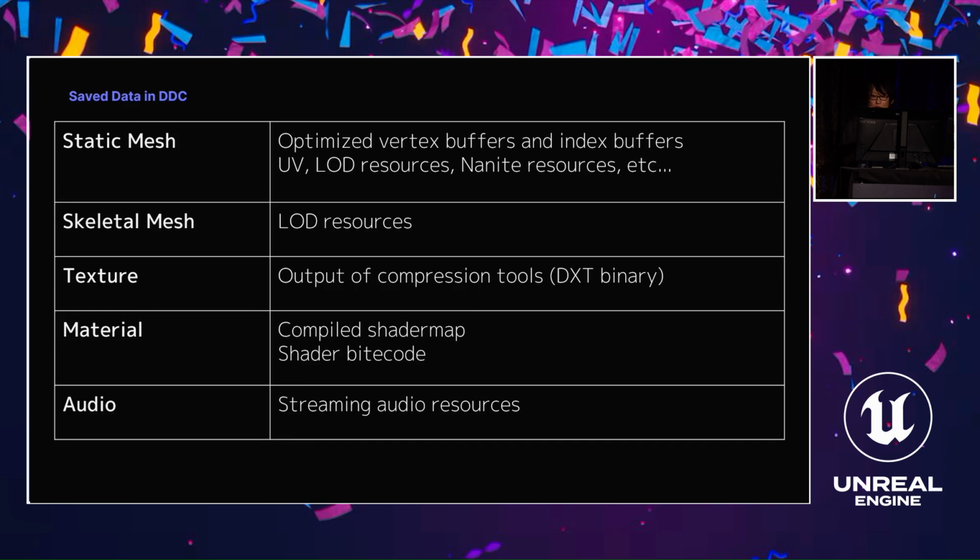For instance, while a static mesh has a large amount of data required for rendering, Megascan assets in particular contain a substantial amount of data. Please note that despite using DDC, there may still be delays in the data retrieval.